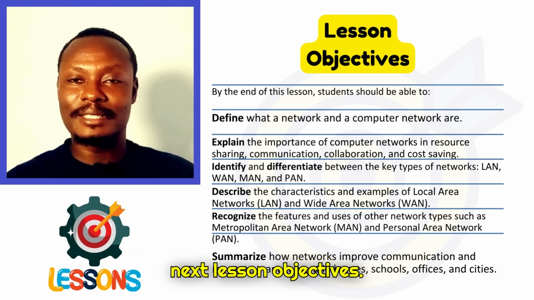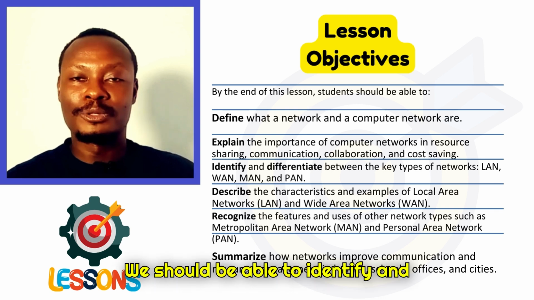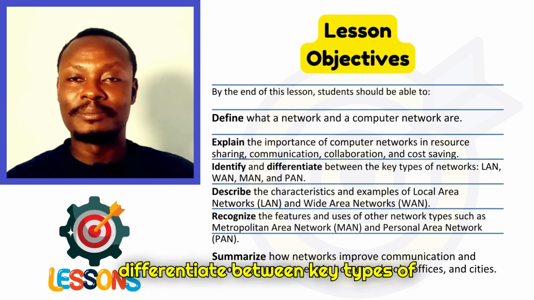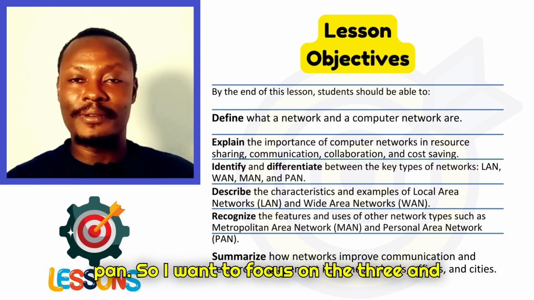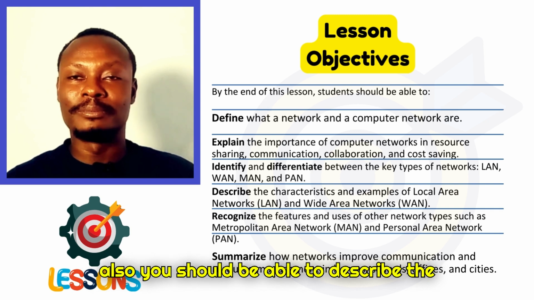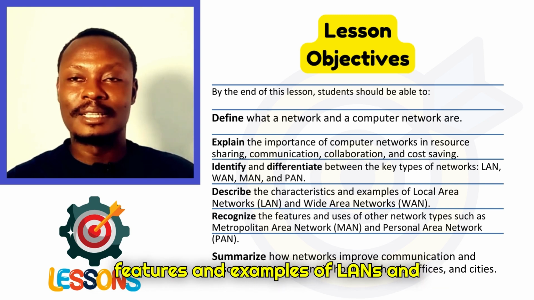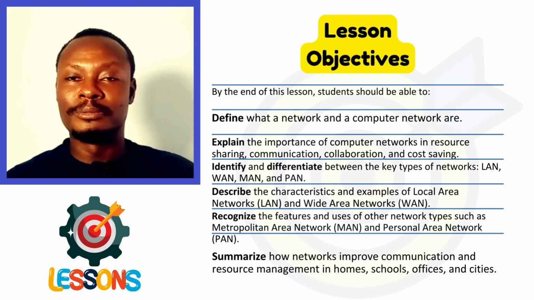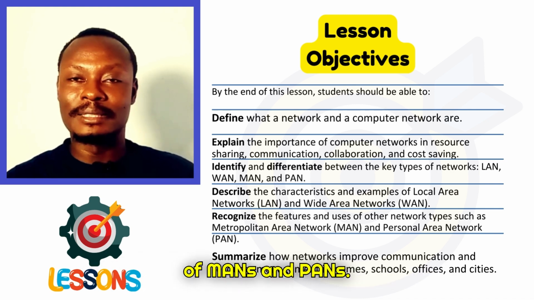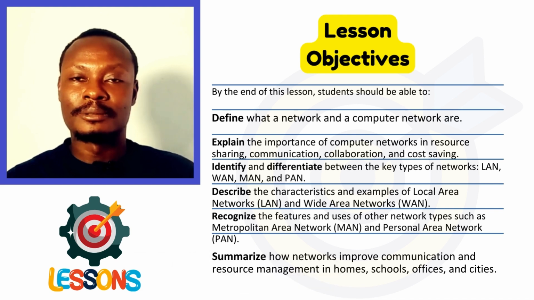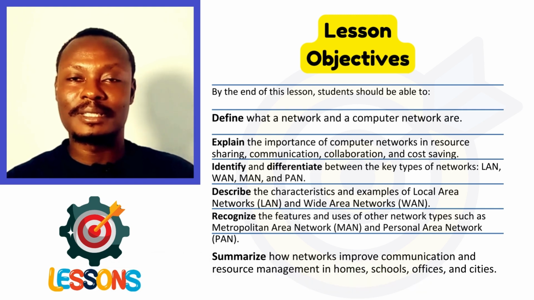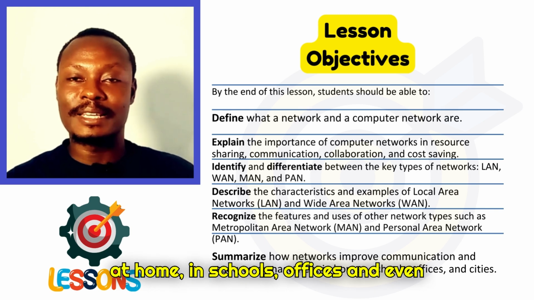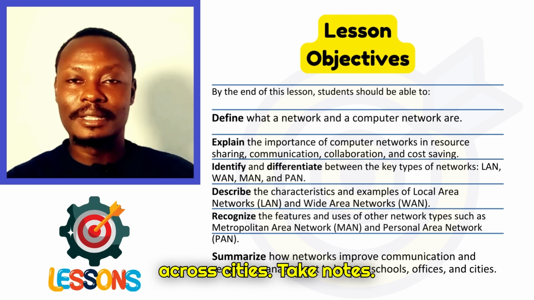Now, let's move to the next lesson objectives. We should be able to identify and differentiate between key types of networks like LAN, WAN, MAN, and PAN. So we're going to focus on the three. And also, we should be able to describe the features and examples of LANs and WANs. You should be able to recognize the uses of MANs and PANs. Finally, you should be able to summarize how networks improve communication and resource management at home, in schools, offices, and even across cities. Take note.